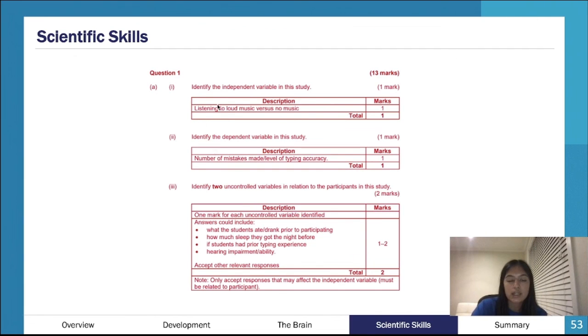So you can see here the music, the typing accuracy, what they ate or drank. Again, this can be literally anything, if they slept the night before, anything that can affect typing accuracy. So again, the prior typing experience, hearing impairment or ability, because obviously you're listening to music. So yeah, heaps of answers you can write there. Get very, very confident with stuff like this. Identifying the IV, identifying the DV, coming up with a list of uncontrolled or controlled variables, and also thinking about what are some improvements that I can think about making to this experiment.